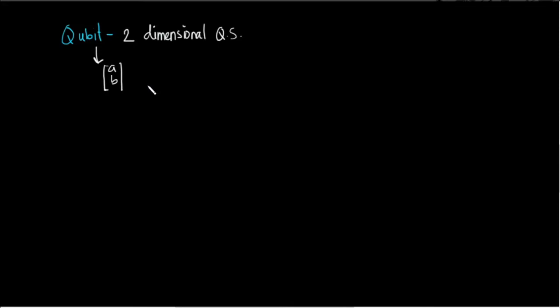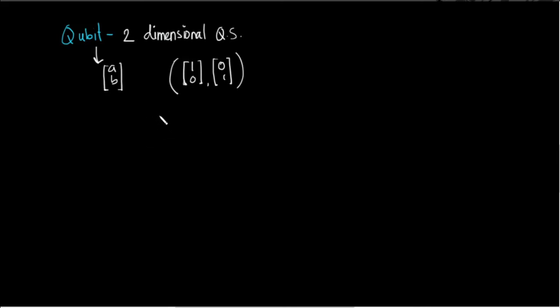So in this two-dimensional vector space, if we want to form a basis set, as we saw before, we can form a basis set like this. We can use these two vectors as basis. In quantum computing we have special names for these two vectors.